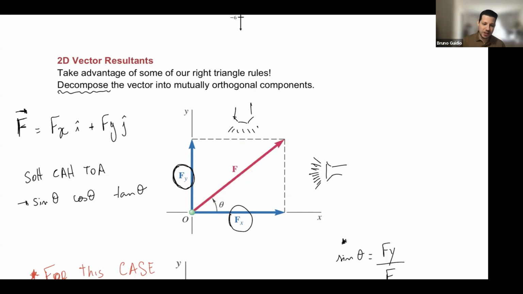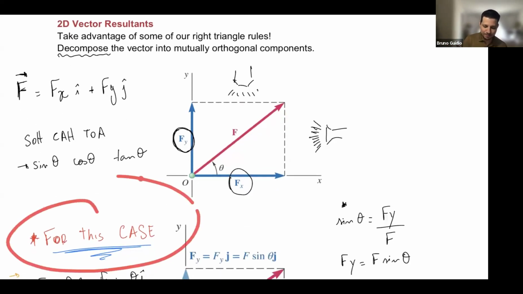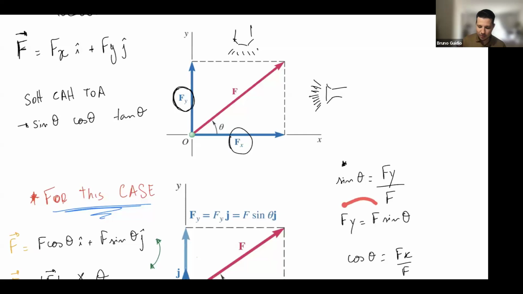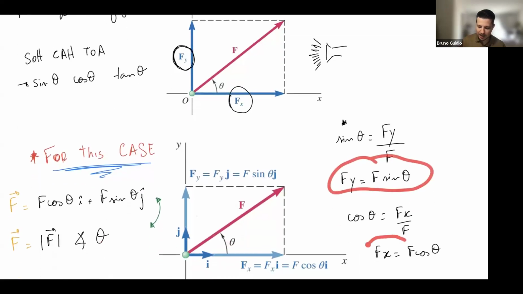For this particular case, where we have the angle theta close to the x-axis, we figured out that one is going to be the sine, which is the fy, and the other is going to be the cosine, which is the fx. And I mentioned that this is going to change depending on where this angle is. If I give you this angle here, alpha, then things are going to change. The sine and cosine are going to flip, and we're going to see that in today's class.